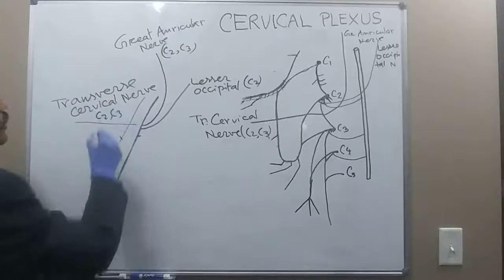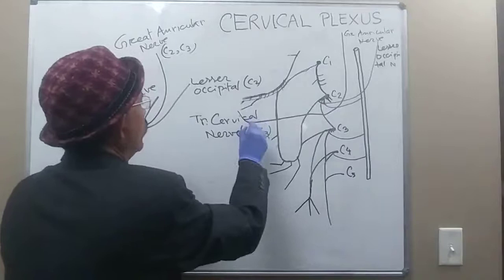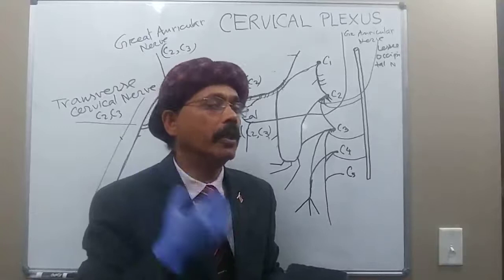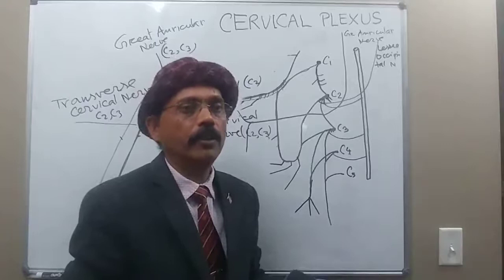It picks up sensation from the anterior part of the neck. Okay, it has two branches. One goes up, one goes down, and it picks up sensation from the anterolateral and anterior part of the neck. That is the transverse cervical nerve, also called the transverse anterior nerve of the neck.